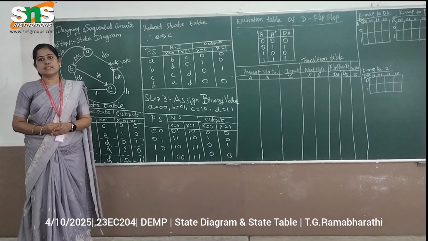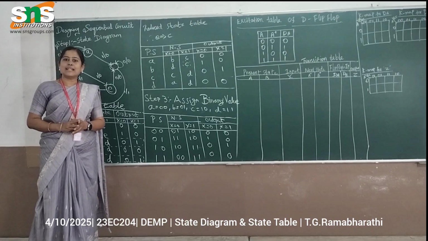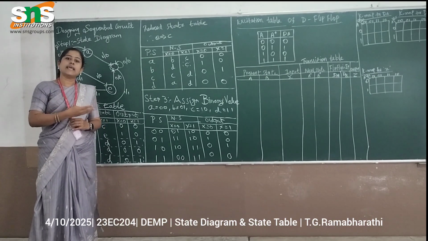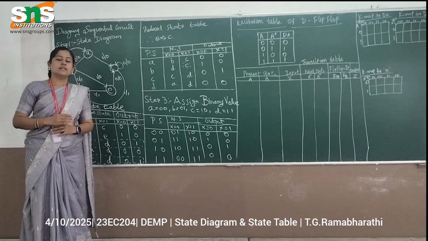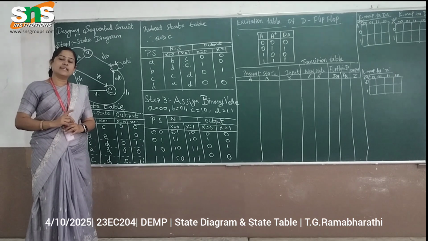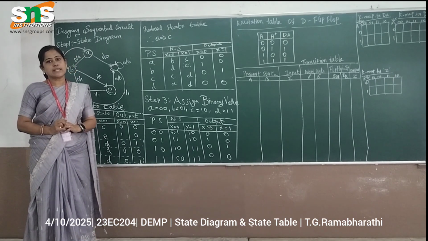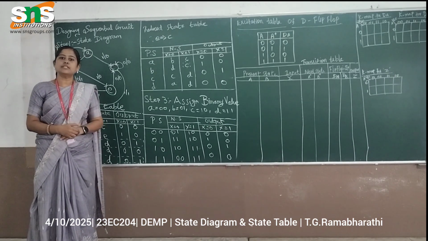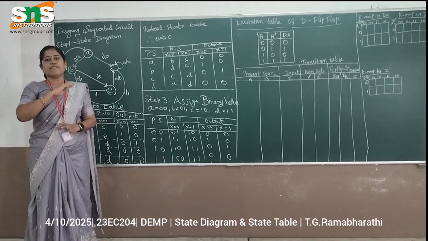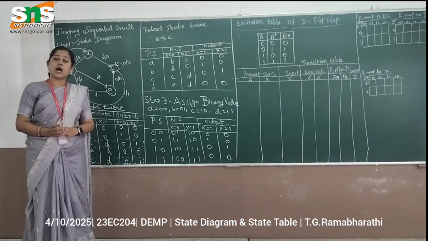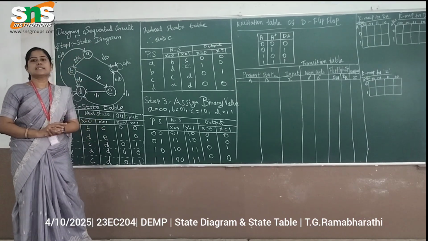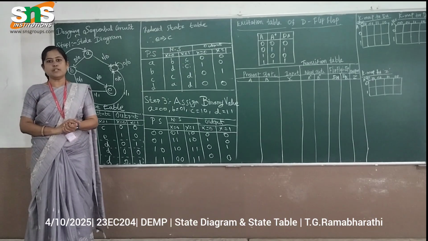Then step 6 is we draw a transition table by using the minimized state table and the excitation table of the flip-flop. Step 7 is we find the final output expression by using a K-map from the transition table. Then the final step is we draw the final sequential logic circuit by using the output expressions we get from the K-map. So these are the design procedures to design a sequential circuit.